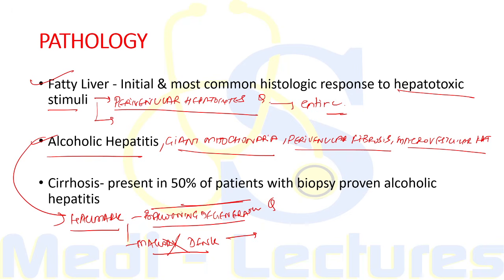So, fatty liver and alcoholic hepatitis both are reversible conditions, but once cirrhosis is developed, this is only partly reversible. So, cirrhosis is present in 50% of patients with biopsy proven alcoholic hepatitis. So, once alcoholic hepatitis is developed, 50% of patients will further progress to cirrhosis.